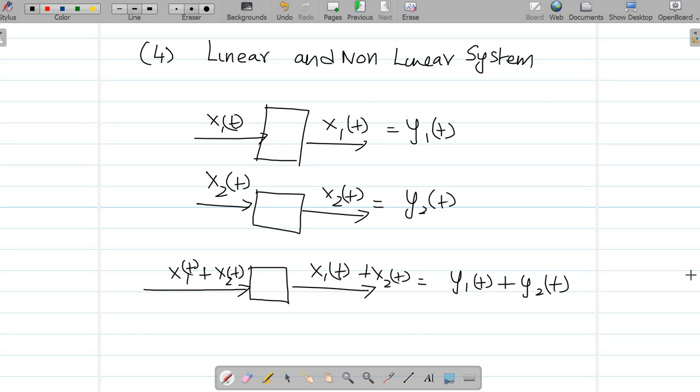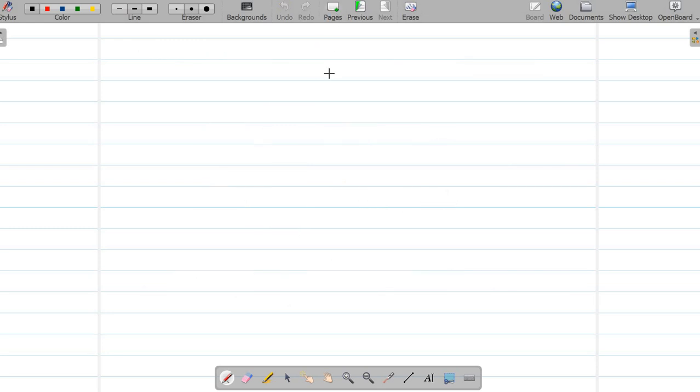When the inputs are separately given into the system, we get separate outputs. When both the inputs are added and passed through the transformation block, we get an output which is nothing but the sum of both the outputs that we previously got. That is y1 of t plus y2 of t. Now such a system is known as a linear system. Then what is a non-linear system? Now this linear system will become clear once we discuss the non-linear system.